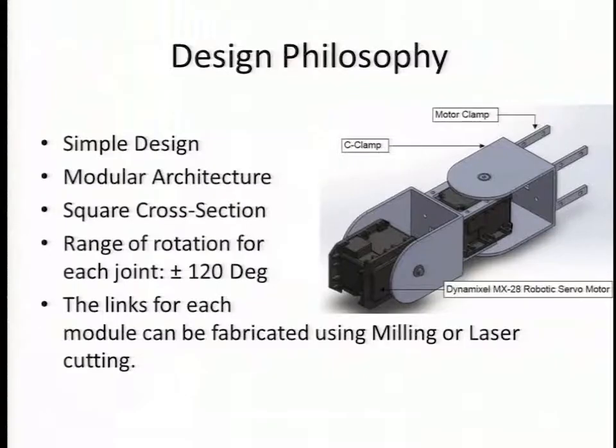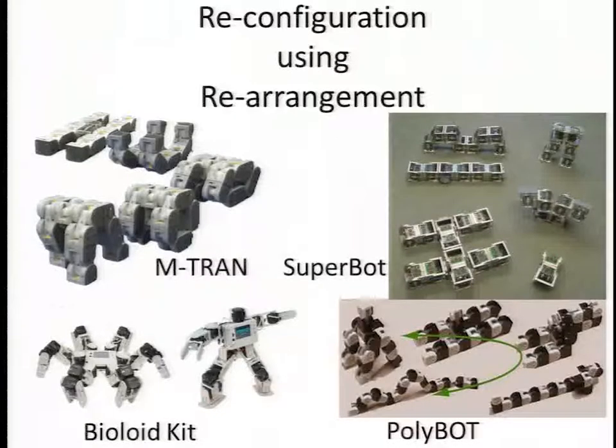So the design philosophy that we've used over here is we have a very simple design. As you can see, it's a modular architecture with a square cross-section, and the range of rotation of each joint is kept to 120 degrees. And the links can be fabricated using processes such as milling or laser cutting. The main principle that we are using is we are achieving reconfiguration without any rearrangement of modules.